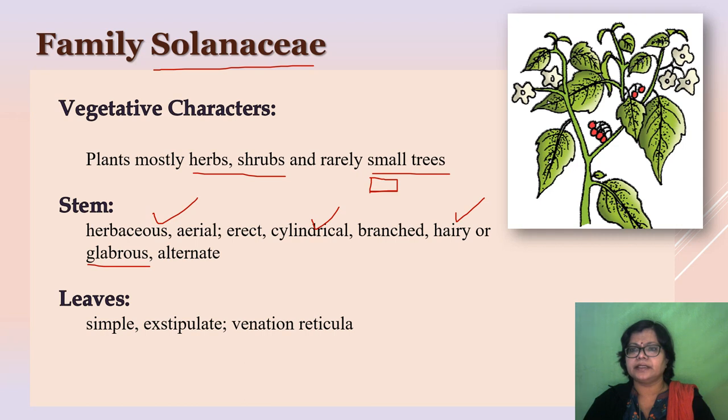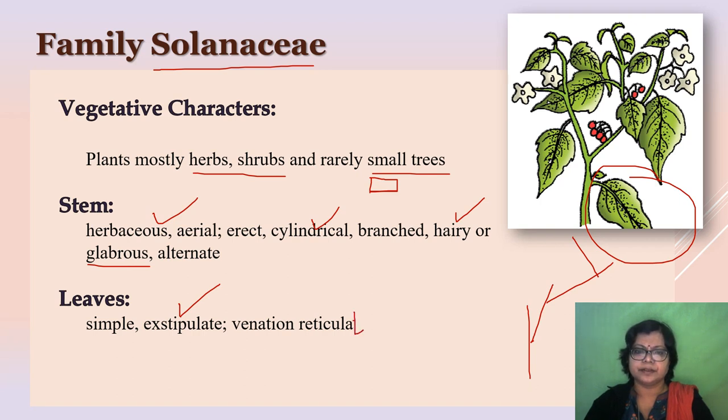And alternate, that is, branching is like this pattern. From here, one branch has developed, then another branch has developed, then another branch has developed. Okay, and the leaf, we can understand it is a simple leaf without any stipule. That's why exstipulate. And venation is the reticulate venation. So description should be in brief, scientific words to be used, proper sequence to be maintained.